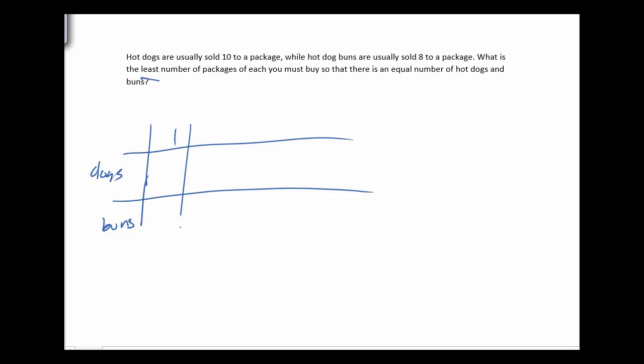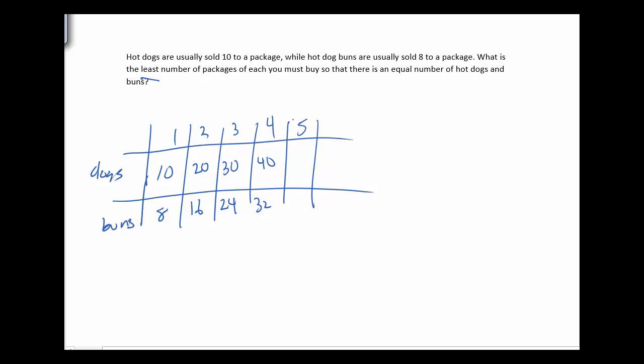All right, so if I buy 1, then I have 10 and I have 8. If I buy 2, I got 20 and I got 16. If I got 3, I got 30, and I got 24. I got 4, I got 40 hot dogs, and then I got 32 buns. If I buy 5 of each, I have 50, and then I have 40 right there.